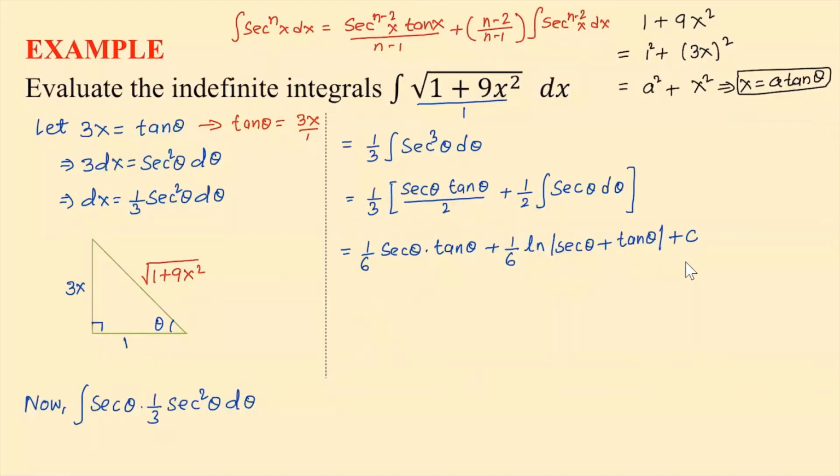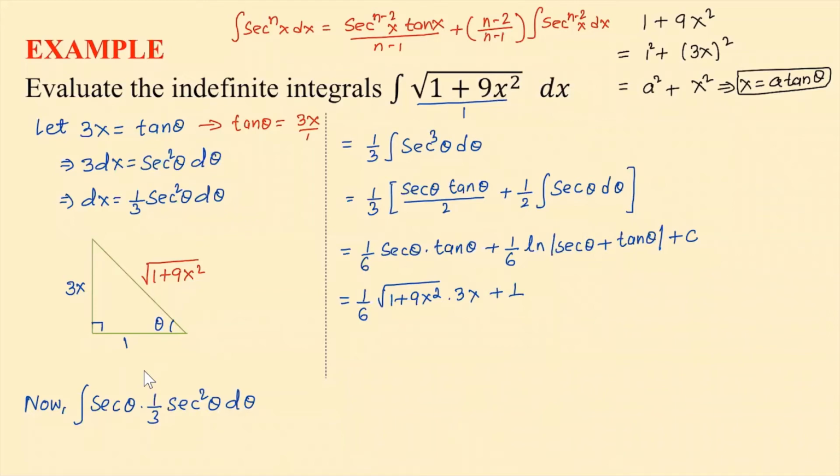So this is the answer in terms of theta, but the question is given in terms of x, so we have to resubstitute using this triangle and write our final answer in terms of x. So this is equal to 1/6 secant theta. Secant is hypotenuse over the adjacent side, so it will be square root of 1 plus 9x squared over 1, which is square root of 1 plus 9x squared, multiplied by tangent theta. Tangent theta is 3x over 1, which is 3x.